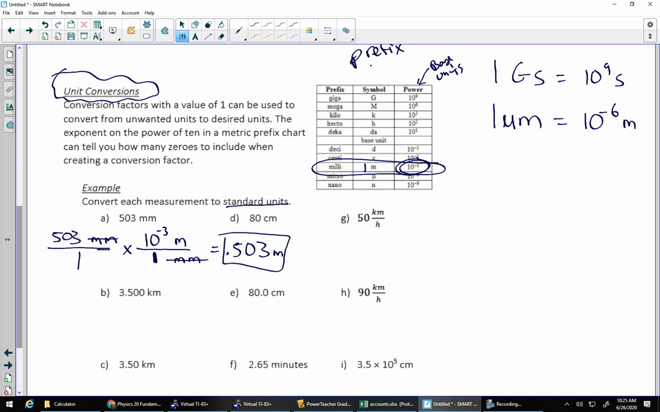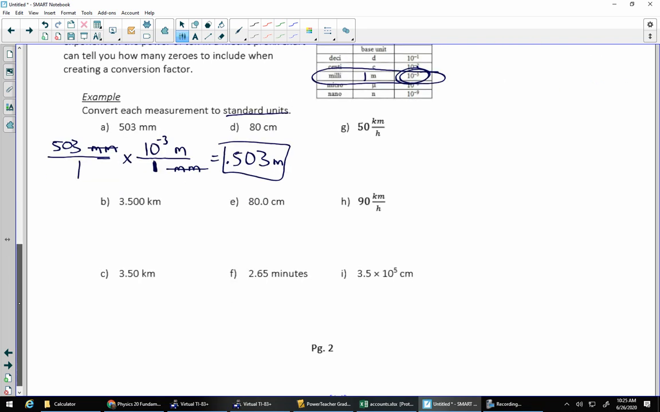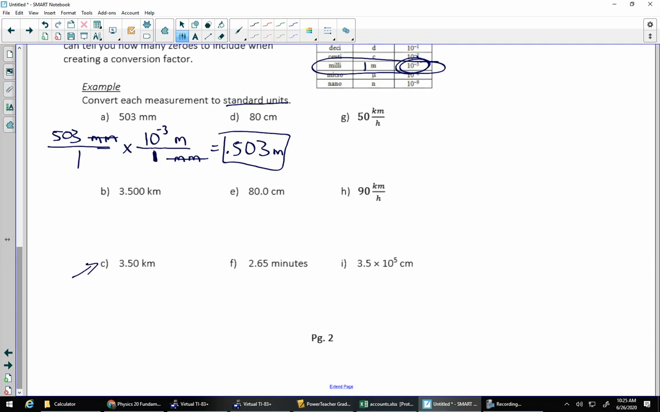Not too bad. Let's try one out with time, right? Actually, you know what, let's do one more. Let's do kilometers. Let's do C. Why not? So 3.50 kilometers. Actually, you know what? I'm going to be a little bit lazy here and just do 3.5 kilometers, and I'll show you a little thing with this. Now, again, you can put it over 1.